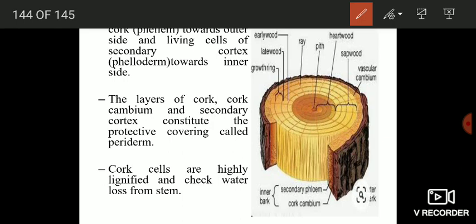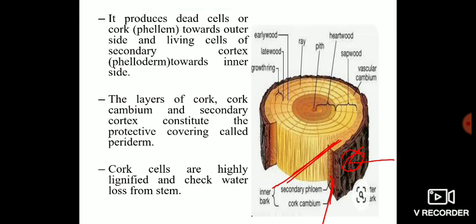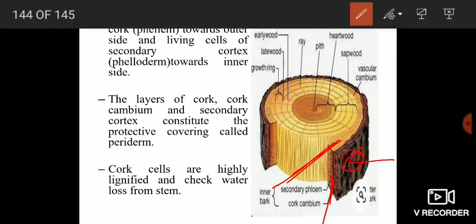This cork cambium, the dark spot in the middle here, produces cells both towards the outer side and towards the inner side. The cells towards the outer side are known as cork cells or phellem cells, and the cells towards the inner side are known as secondary cortex cells or phelloderm cells. So simply, you can say the cork cambium forms two regions. The outer region is known as cork or phellem, and the inner region is known as secondary cortex or phelloderm.